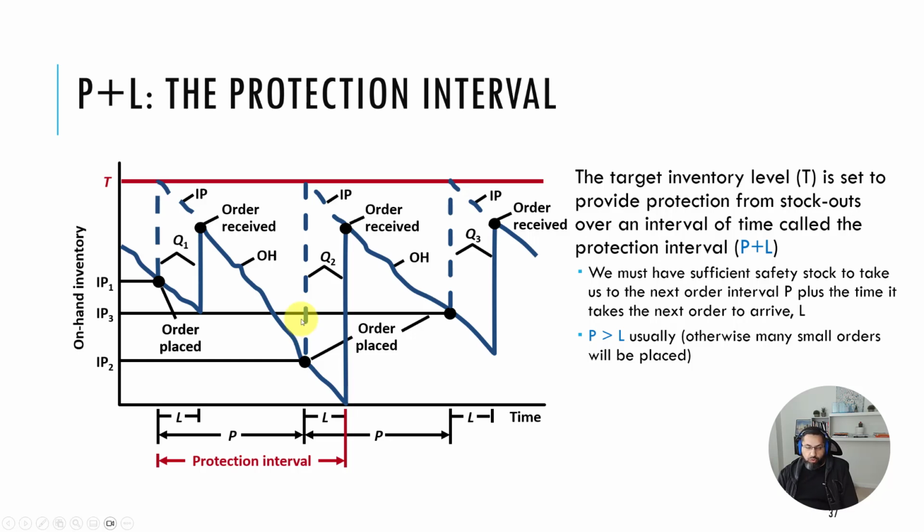Obviously, again, the order does not arrive immediately. It takes L days to arrive. And then when the order does arrive, my inventory on hand jumps up by Q2, and inventory position and inventory on hand merge again because there are no more outstanding orders. And the same pattern repeats. So every P days we place an order for T minus IP. Now the thing to notice is, let's examine when we place the first order Q1 on this day.